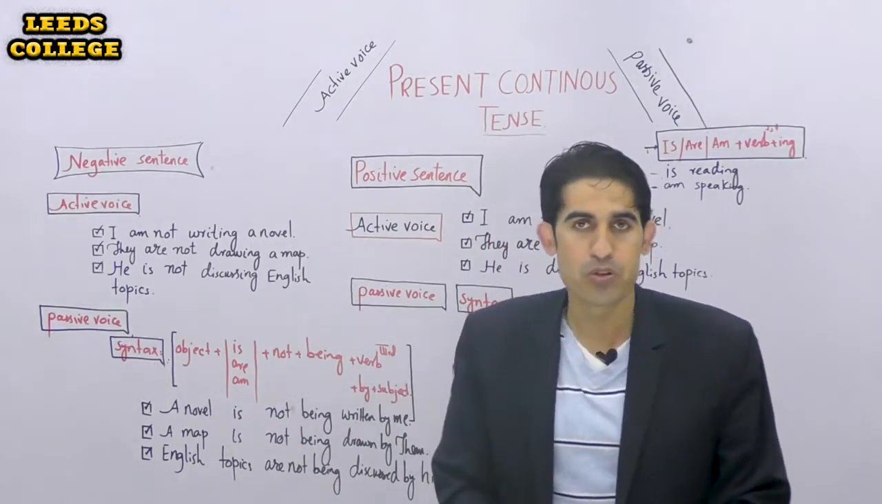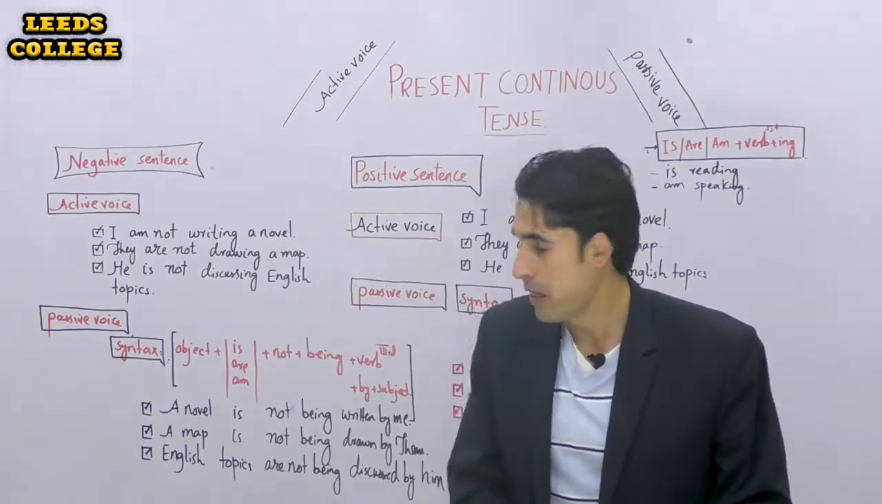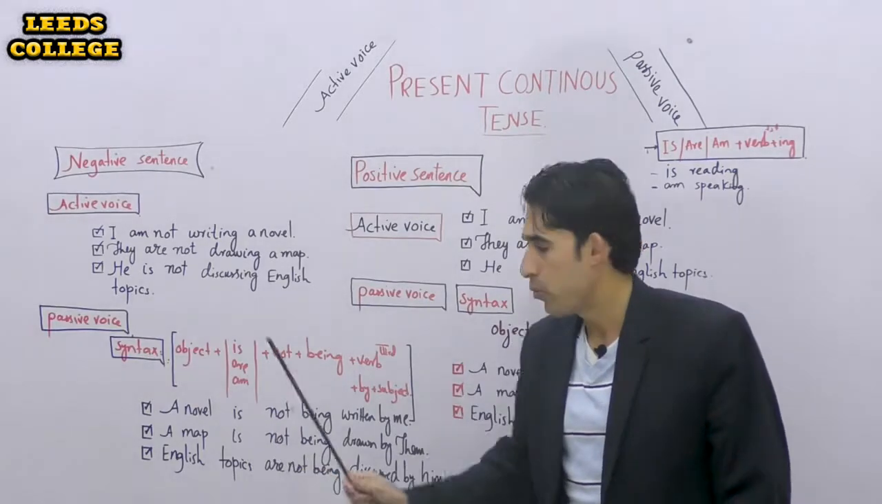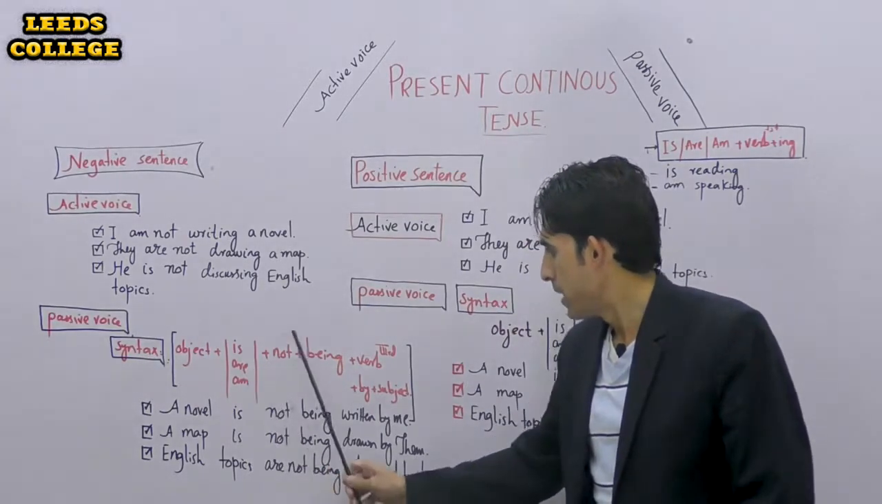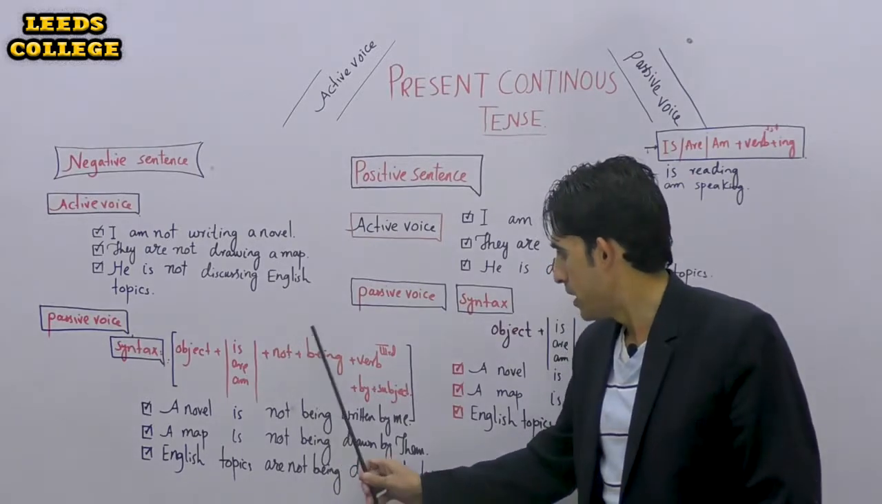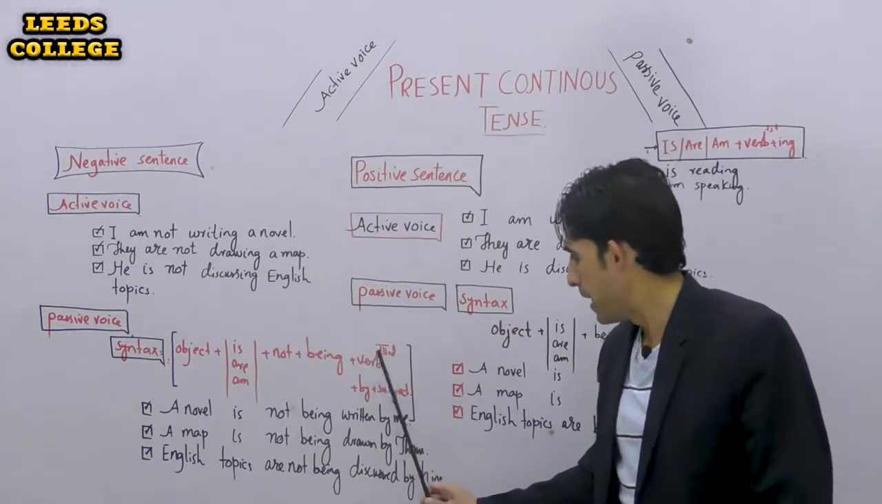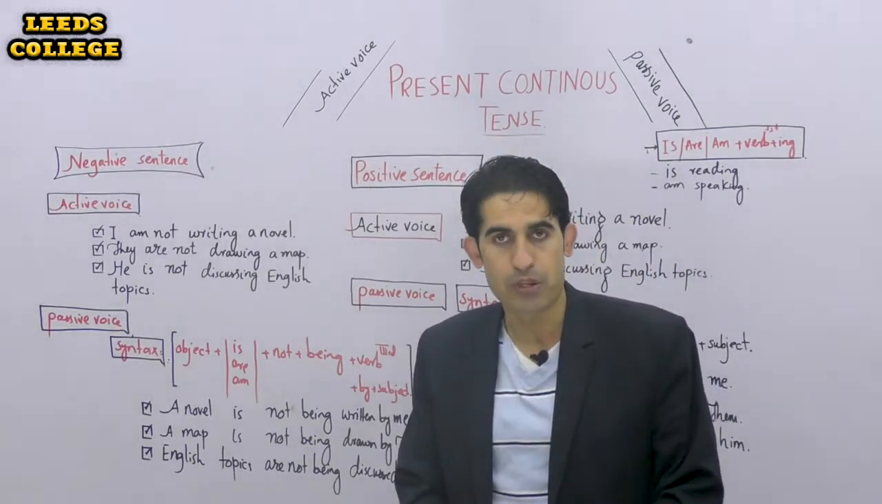but before that it's very important to understand which syntax and structure we use in passive voice. Remember that in passive voice the syntax is: first comes the object, directly followed by the auxiliaries is, are, am, directly followed by not, being, the verb third form in the past participle, and in the end we have the by phrase, by directly followed by the subject.